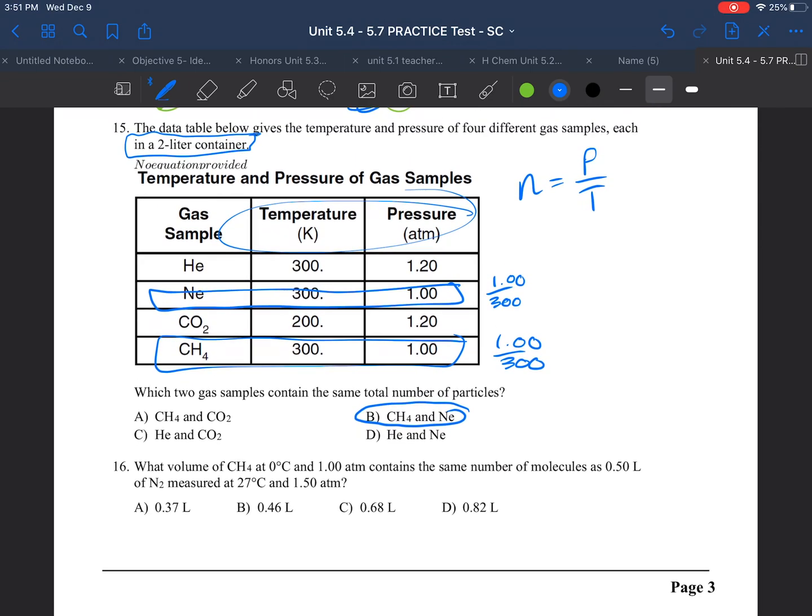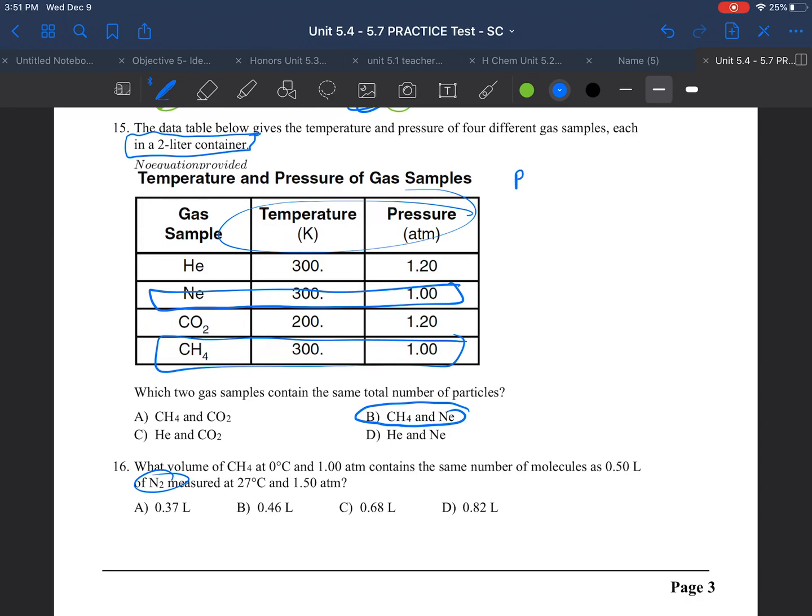What volume of CH4 at 0 degrees C and 1 atm contains the same number of molecules as 0.5 liters of N2 measured at 27 degrees C and 1.5 atm? So there's a lot of numbers thrown at you. And so this is kind of a two-step question, because we're going to have to figure out the number of molecules of N2 and use that in an equation with CH4. So I'll break this down. I'm going to use the space up here to do this problem. So first we have to figure out how many molecules N2 has.